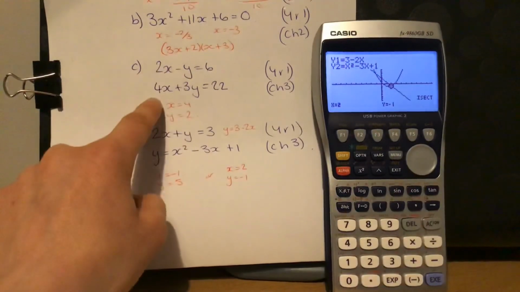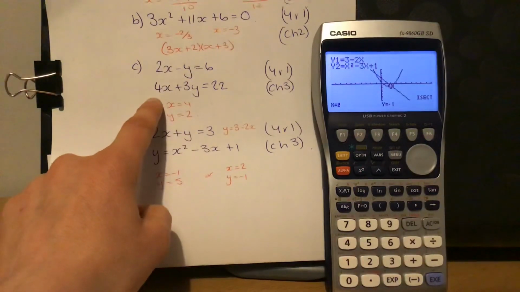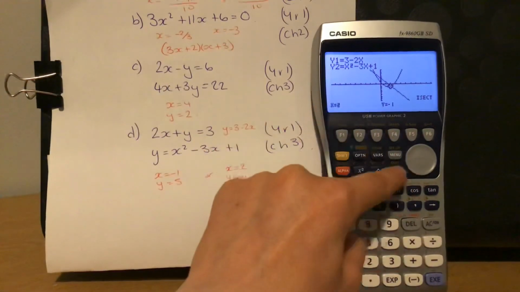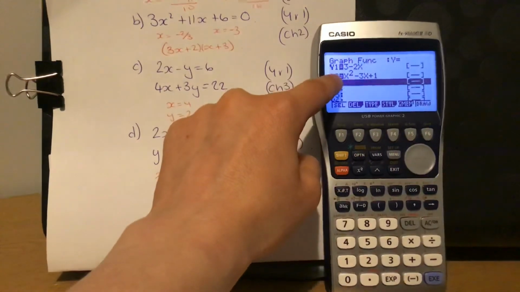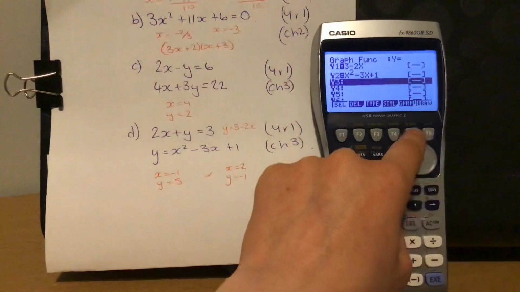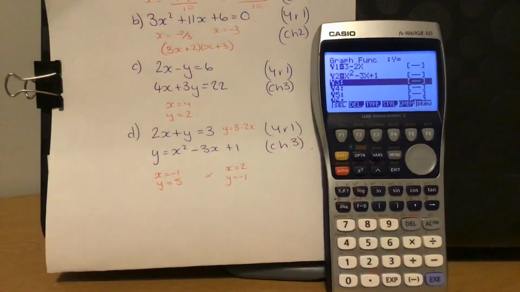I could solve these linear simultaneous equations in exactly the same way by plotting both equations as linear functions in this menu here, and then again asking the calculator to draw them and using the G-solve function to find the intersections.